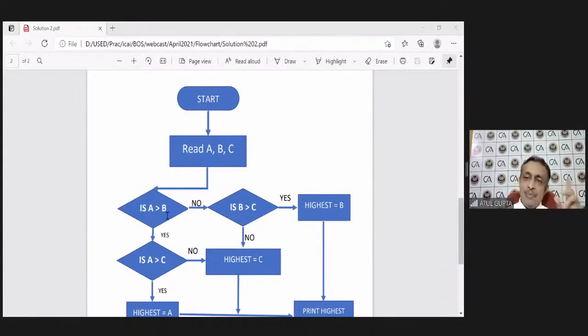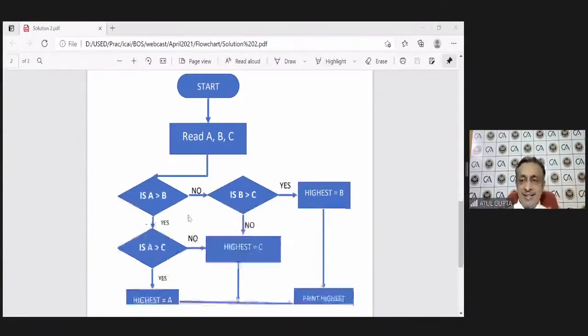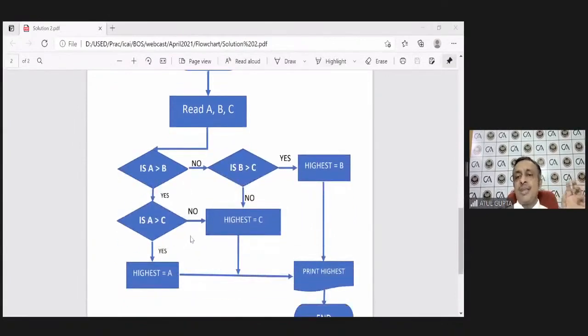Is A greater than B? 20 is greater than 15. Yes. Is A greater than C? 20 is greater than 10. A is highest. Again, I am changing the values. Now, 10, 20, and 15. Now, B is 20. Okay. Is A greater than B? No. Is B greater than C? Yes. It's 20. So now the answer is B.